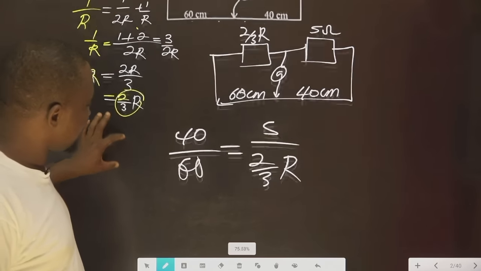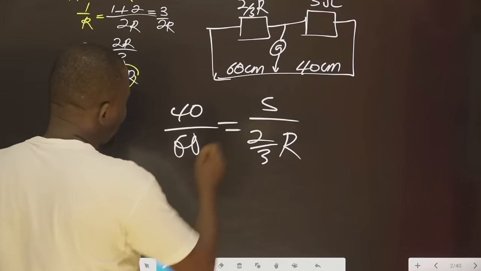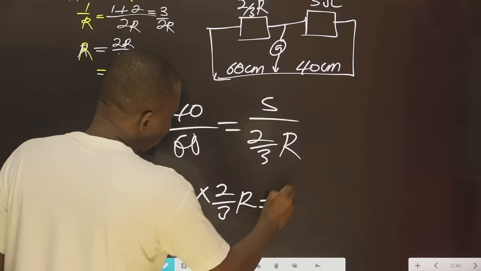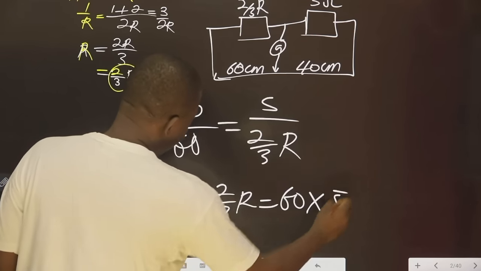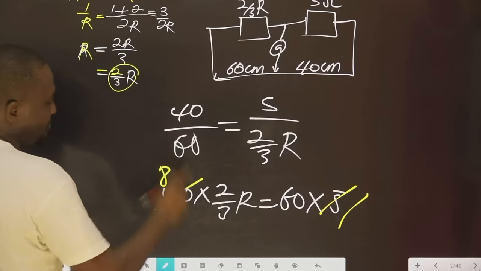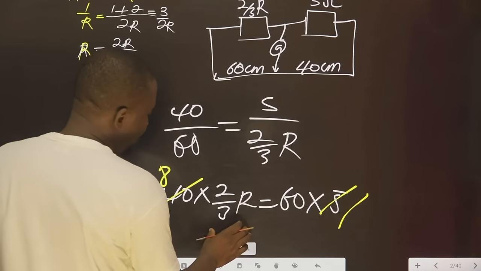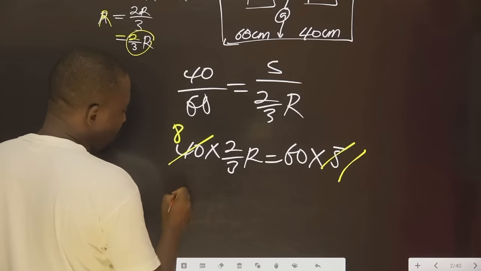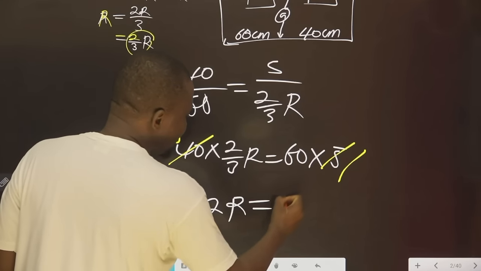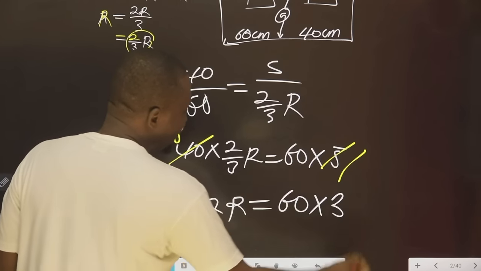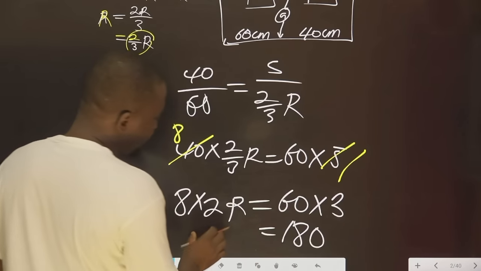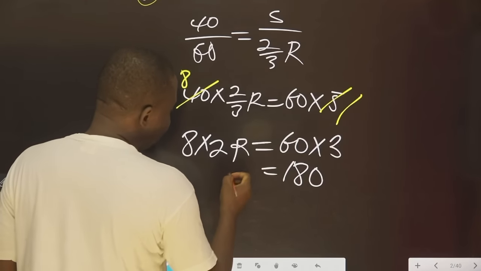Very easy. So what we first of all do, we cross multiply: 40 times 2 over 3R equals 60 times 5, okay? If I cancel 5, here is 8. And you agree with me what I can still do here? I will do 8 times 2R. This 3 comes to this side to have 60 multiplied by 3. This will give me 180.